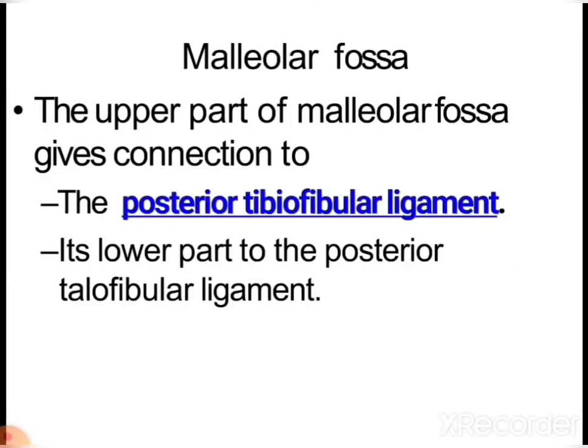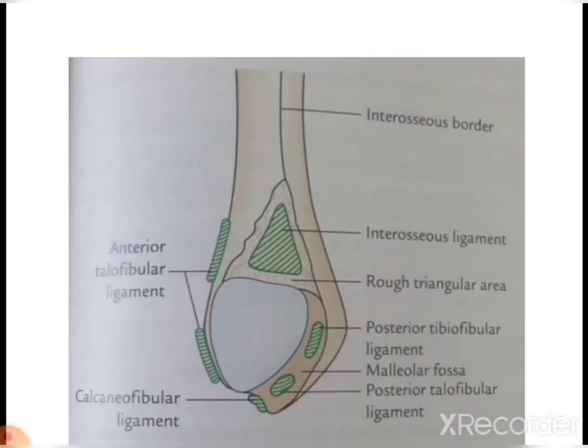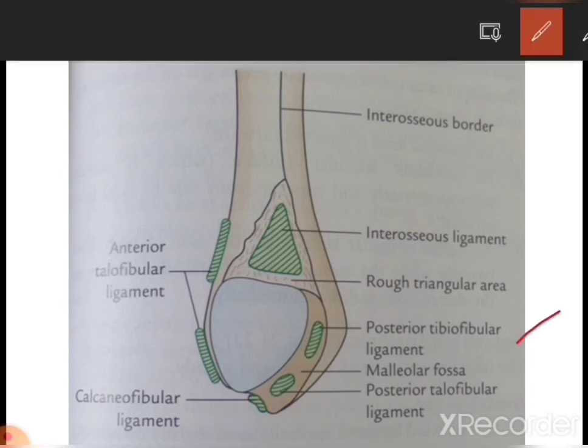So the malleolar fossa gives attachment to the posterior tibiofibular ligament and its lower part to the posterior talofibular ligament. So in the diagram we can see the posterior tibiofibular ligament and the posterior talofibular ligament.